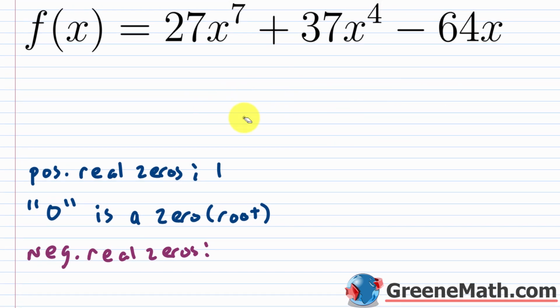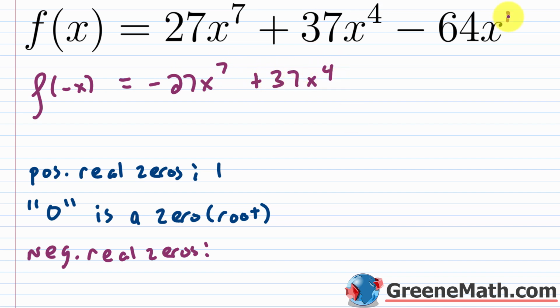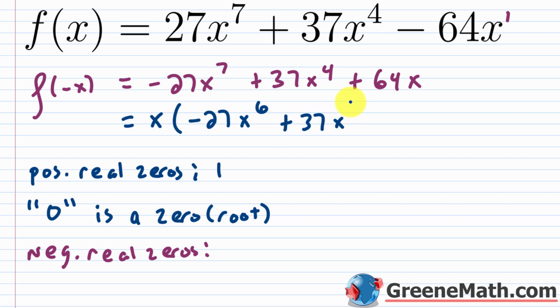I would do the same thing. So I would find f of negative x and then just factor out an x. So let's say this is equal to, so here, because this exponent is odd, the sign for this coefficient is going to change. So this is negative 27x to the 7th power. This guy is even, so there's no change here. So plus 37x to the 4th power. Then this guy again is odd, so the sign here is going to change. So this is plus 64x. Now, if you factor out an x, then you have negative 27x to the 6th power plus 37x cubed and then plus 64.